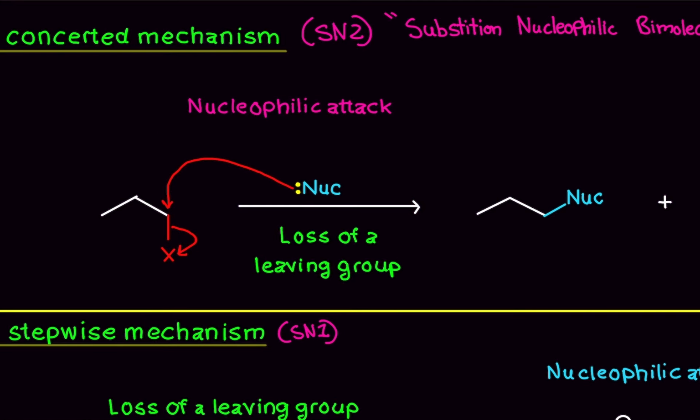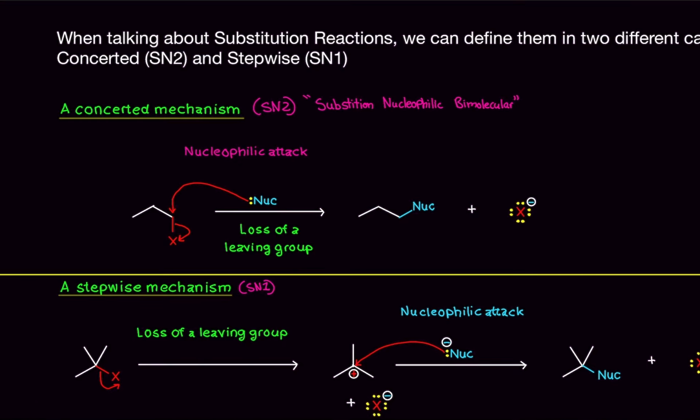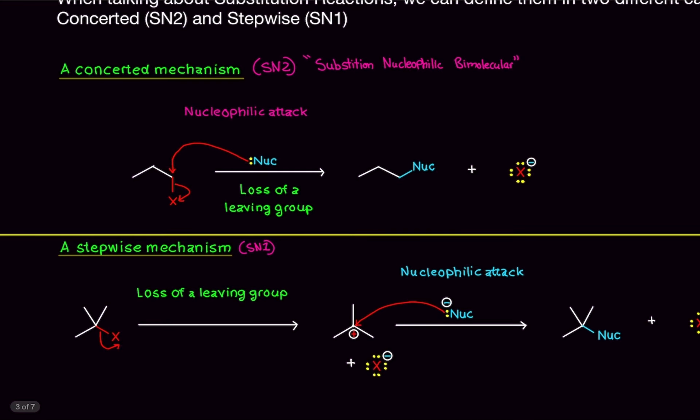So if I were to throw a bunch of stuff in the beaker, say our compound and our nucleophile, they would all react immediately, meaning the nucleophile would attack and the leaving group would leave all at once, at one time. Okay? This is what we call a concerted mechanism, or Sn2. Sn2 stands for substitution nucleophilic bimolecular. Basically, there are two things happening all at once. Okay? A stepwise mechanism is also called an Sn1.